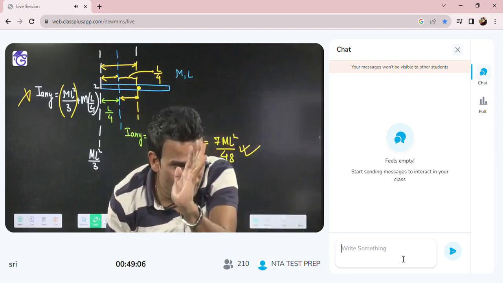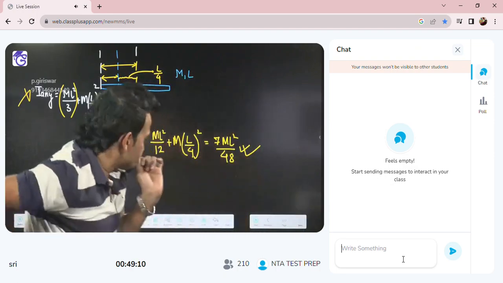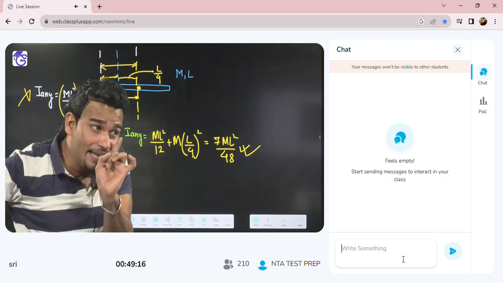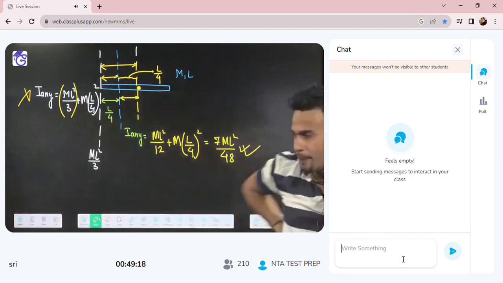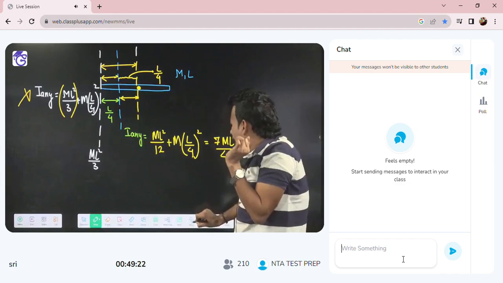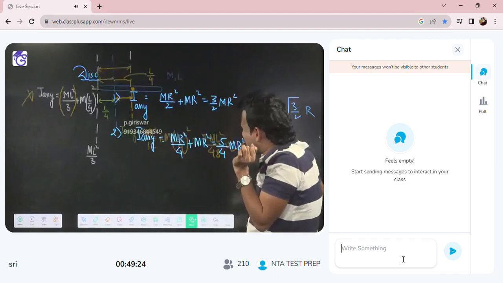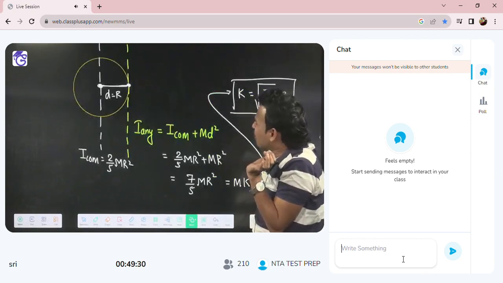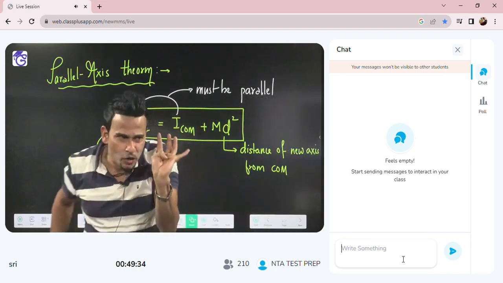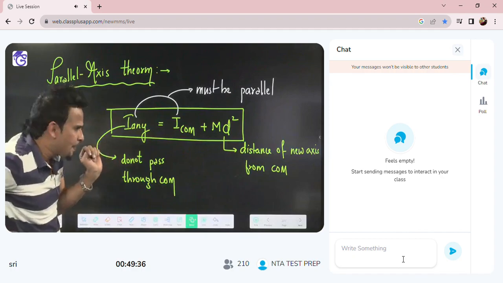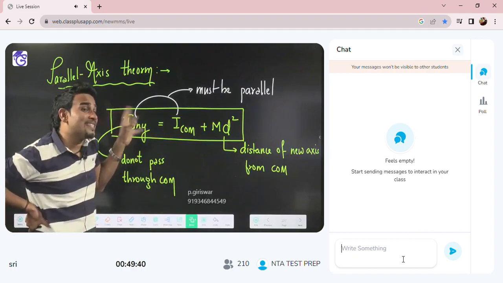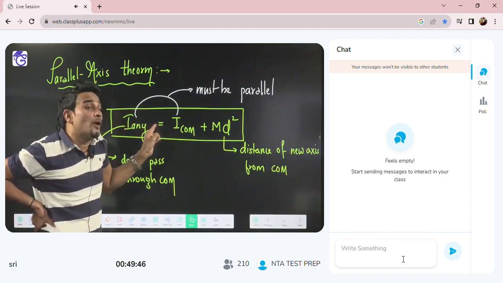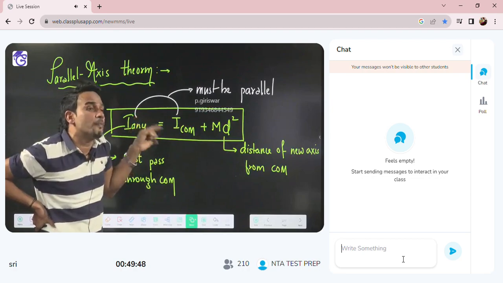Now be focused. One theoretical question is very important here, which is asked again and again. If you observe the formula given by parallel axis theorem, it is trying to tell you one theoretical point again and again. Always remember, from this equation of parallel axis theorem, you can always say that the moment of inertia of the body will be minimum about the center of mass.